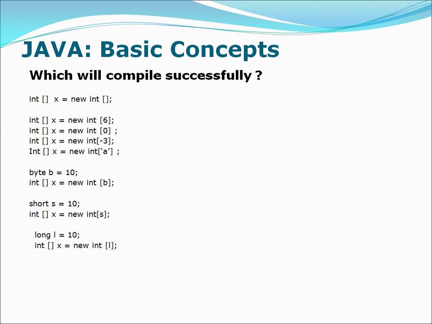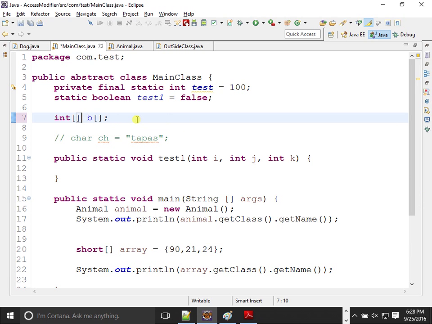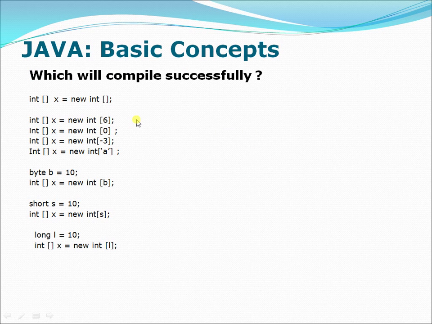First one, int x equals new int, but I am not passing the size. Will it compile? An array means you must put the size. So what will happen? It will not compile. See here, for a one dimensional array, new int without a size is not compiling. So the first one will not compile. The second one will compile.